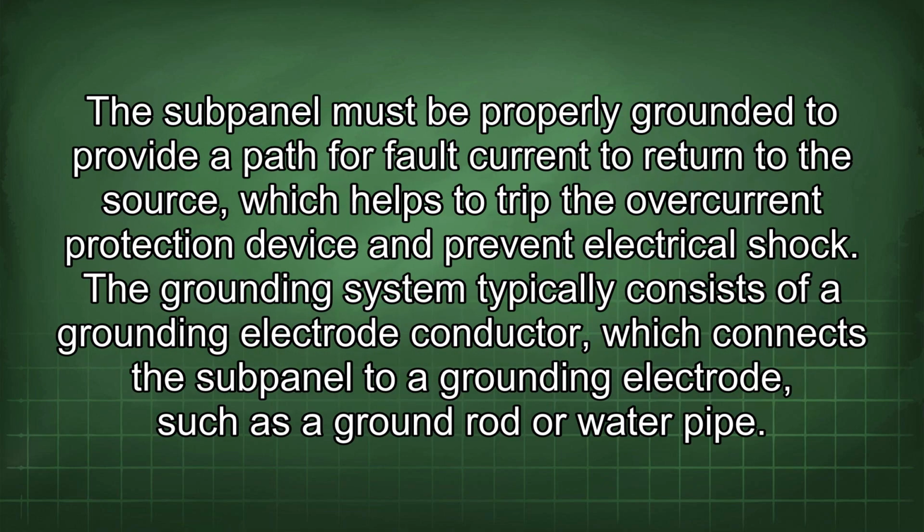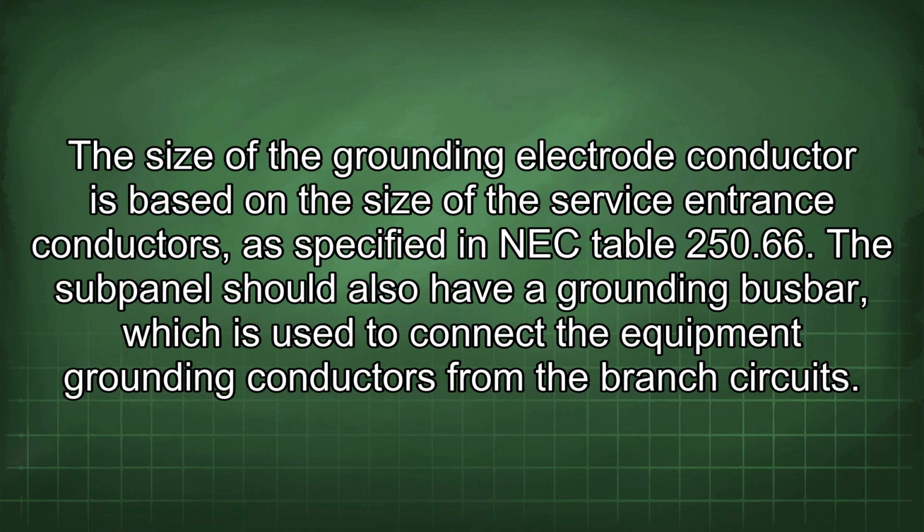The subpanel must be properly grounded to provide a path for fault current to return to the source, which helps to trip the overcurrent protection device and prevent electrical shock. The grounding system typically consists of a grounding electrode conductor, which connects the subpanel to a grounding electrode, such as a ground rod or water pipe. The size of the grounding electrode conductor is based on the size of the service entrance conductors, as specified in NEC Table 250.66.